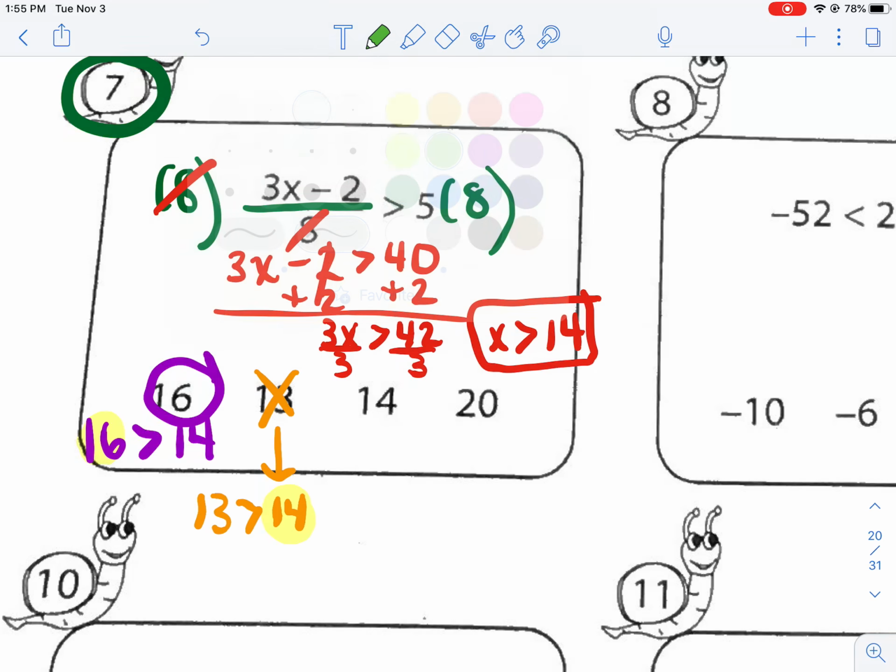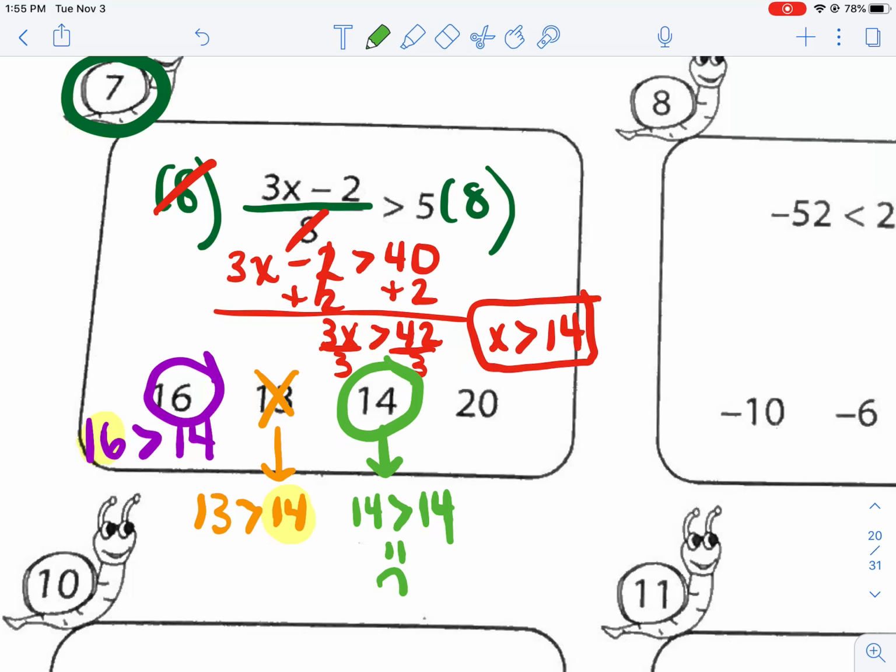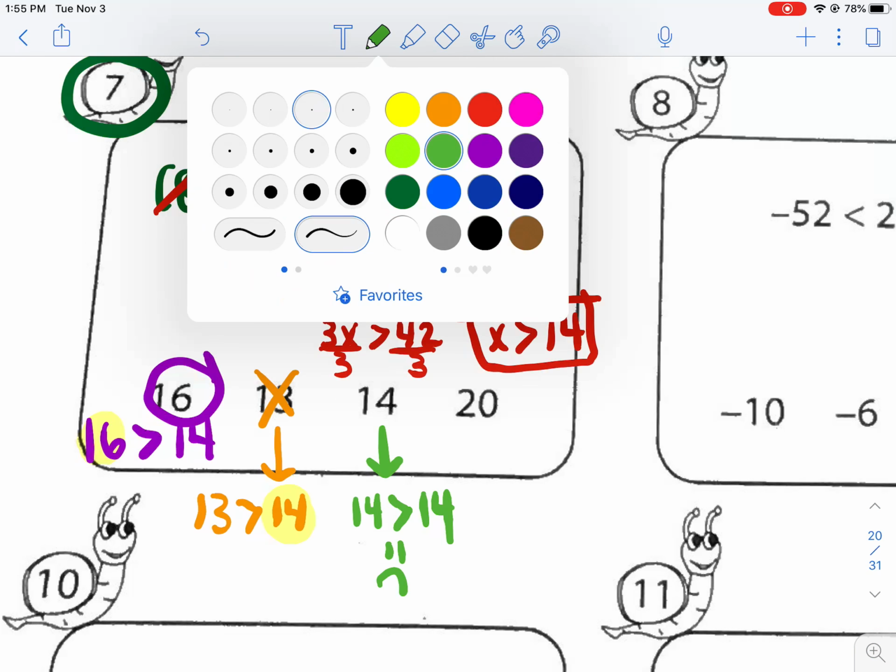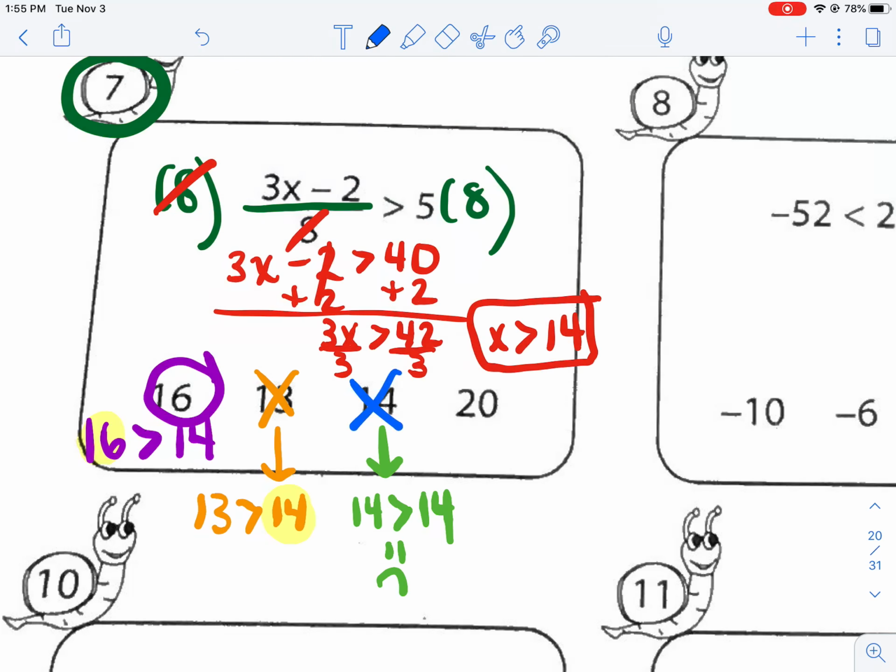Now here's the one that's tricky. Is 14 bigger than 14? So think about that. Is 14 more than 14? They're the same, so this is not true. Oh, sorry, I don't know why I circled it. That's not true, right? And let's check the last one. Is 20 bigger than 14? Right, 20 is the bigger number, and that is true.